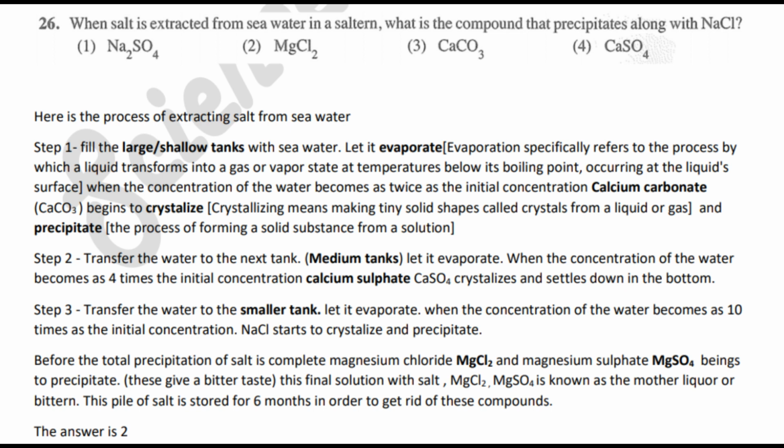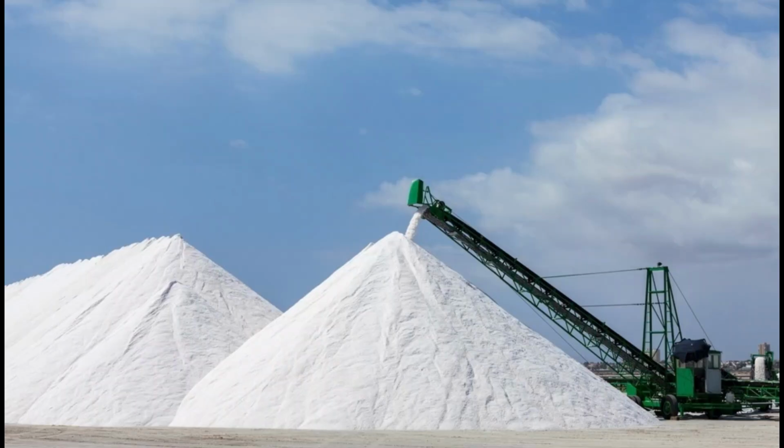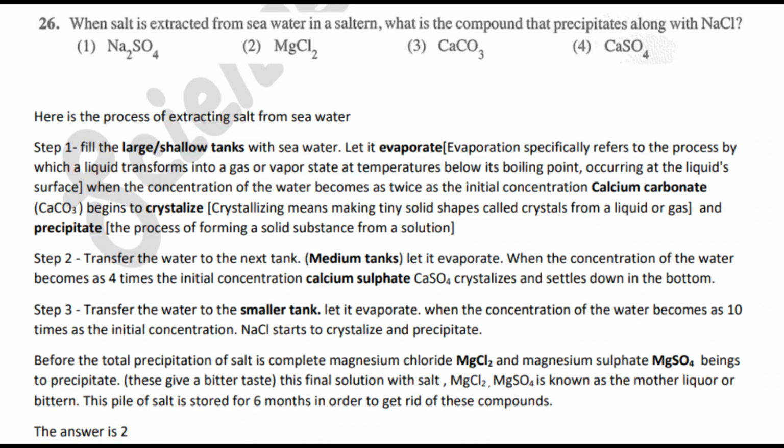So this solution, with the salt, magnesium chloride and magnesium sulfate all together, is known as mother liquor or bittern. Okay, this pile of salt is stored for 6 months in huge mountains in order to get rid of these compounds. Magnesium chloride and magnesium sulfate are water soluble. Okay, they go with the water particles in the air. Answer is 2, magnesium chloride.